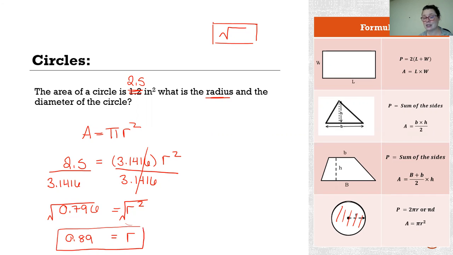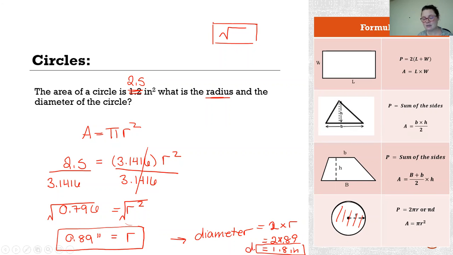Now, radius is not an area. Since radius is not an area, it's going to be inches. It's a linear measurement. It's measured with a straight line. It's only in one dimension. If I want to know diameter, it's radius doubled. So 2 times the radius, which is 2 times 0.89, which gives us 1.8 inches for our diameter.